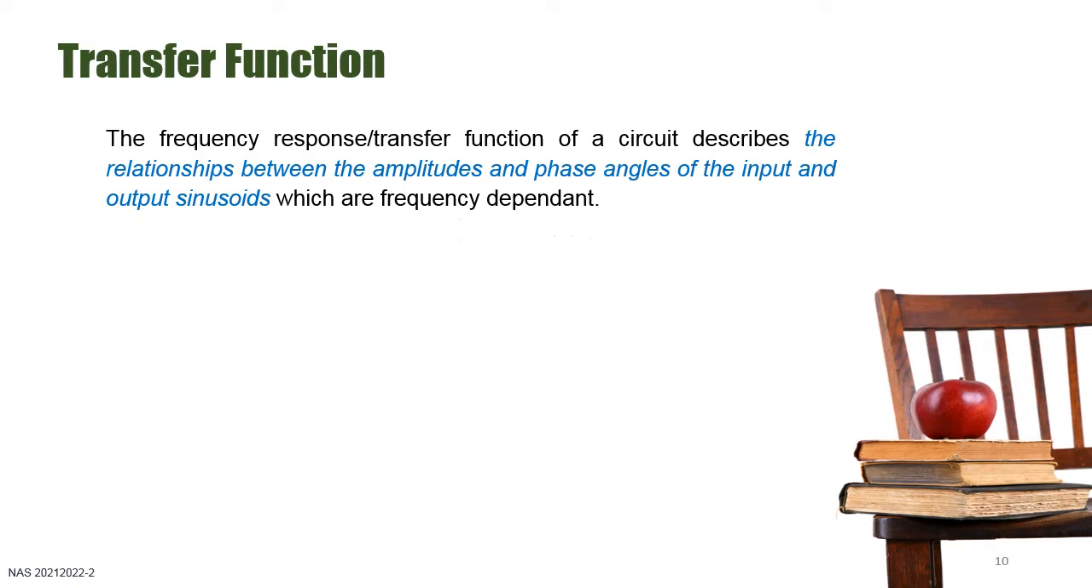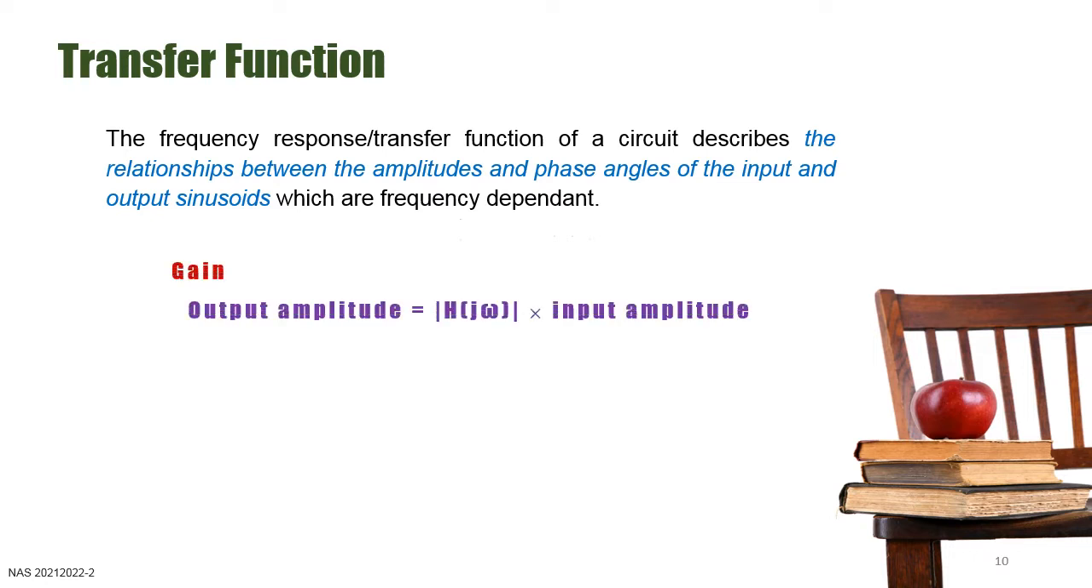Okay, next is the transfer function. So we have seen the transfer function earlier in chapter 3, Fourier transform. Basically the transfer function shows the relation between the output and the input of a system. So for example, in a filter, the transfer function H(jω) is given as the ratio between the output amplitude and the input amplitude, which we have seen in chapter 3.